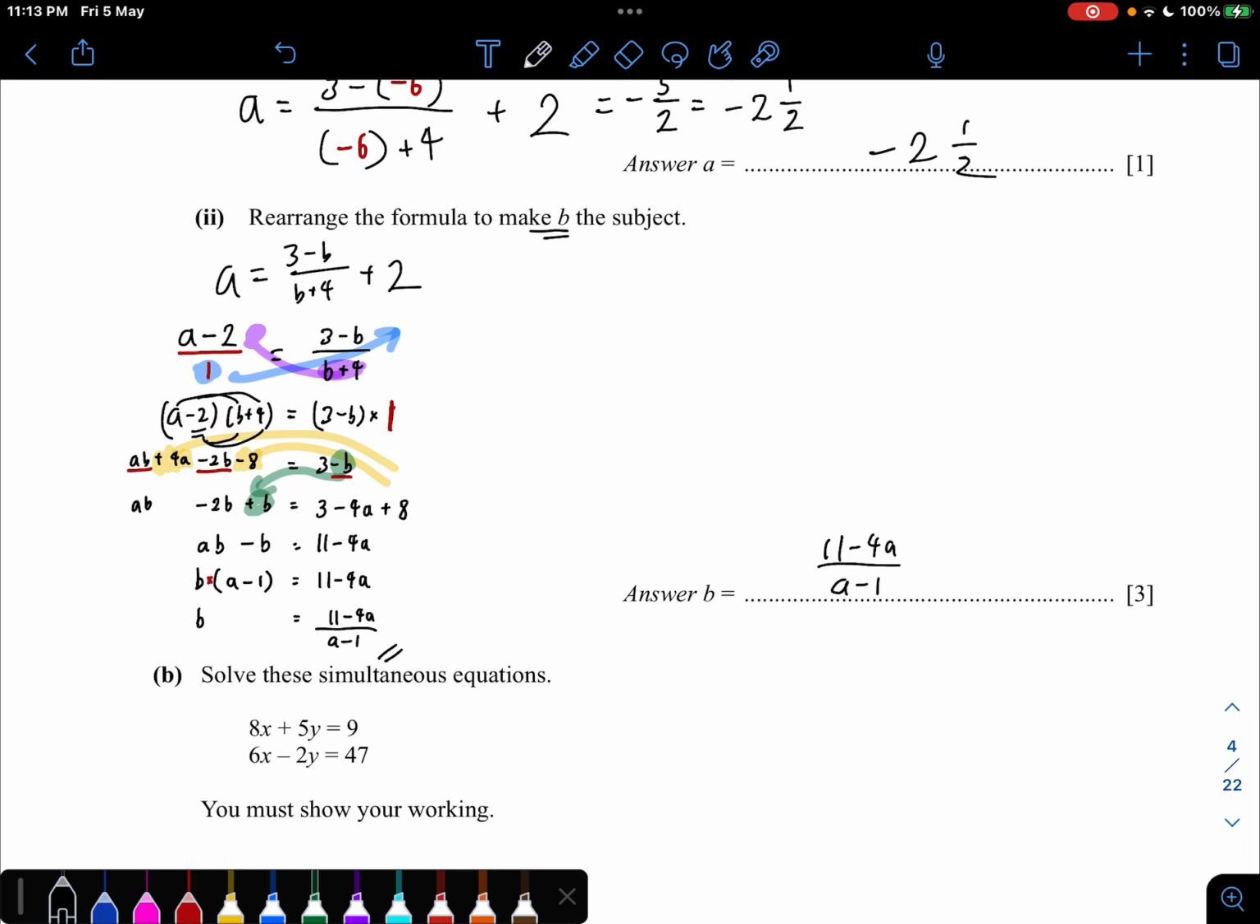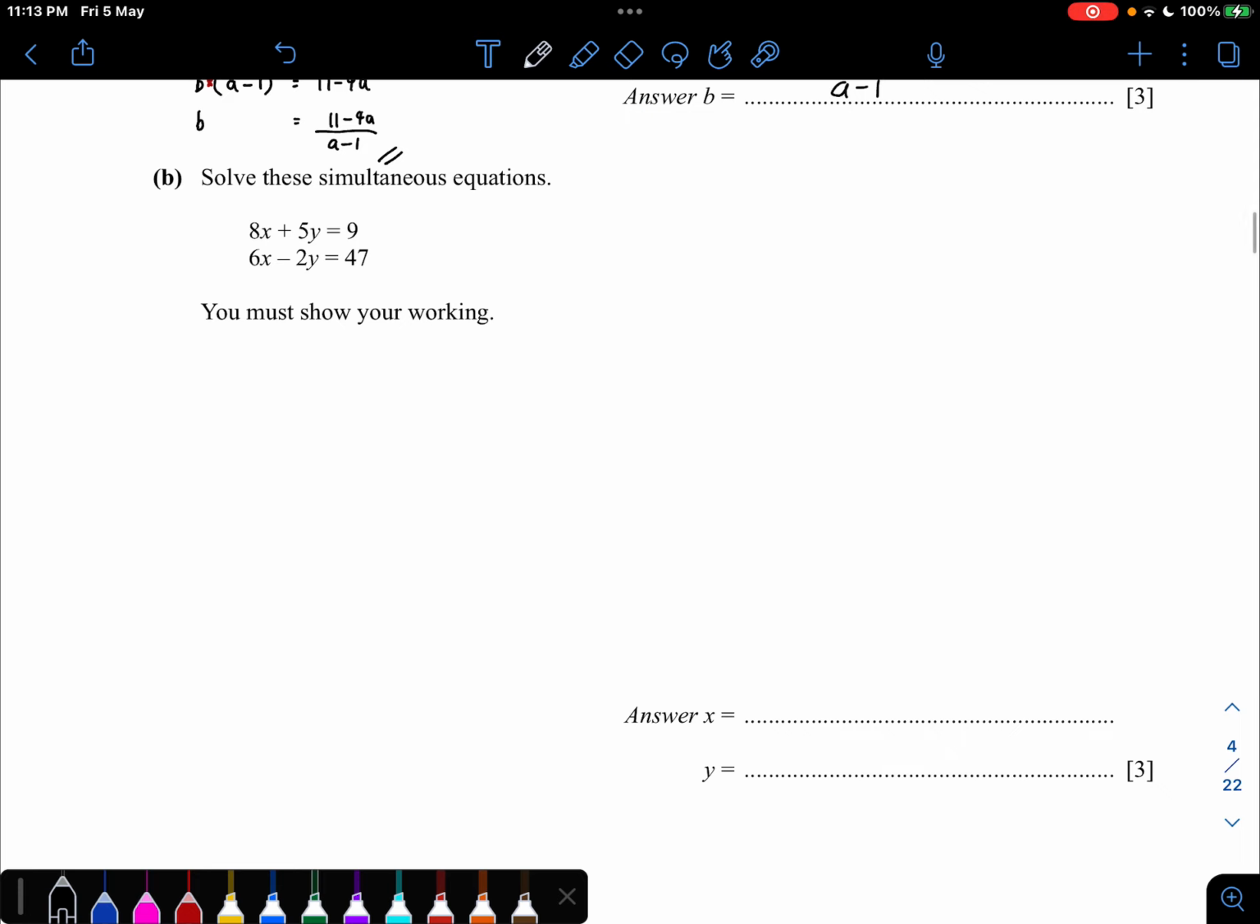Okay, good. Next one, part B. Solve these simultaneous equations. You must show your working.